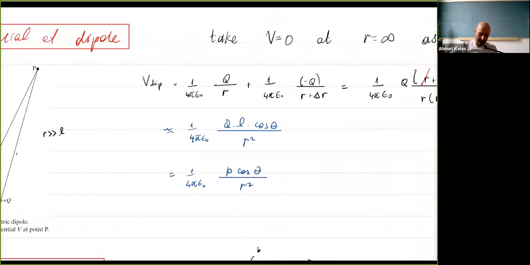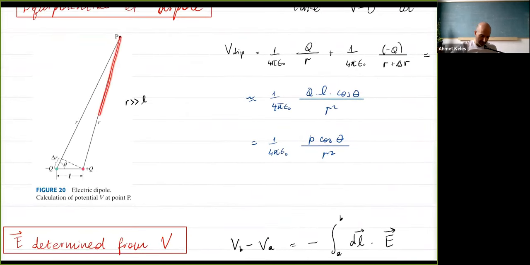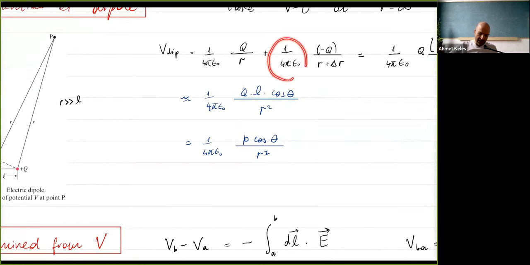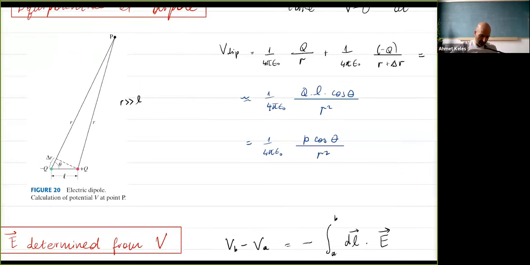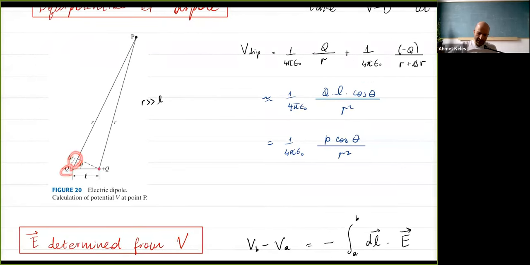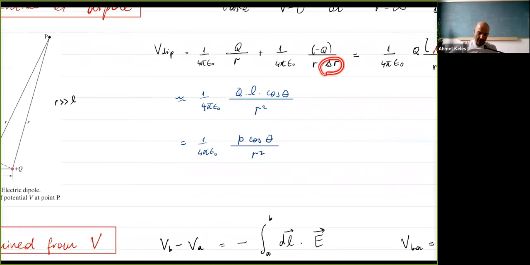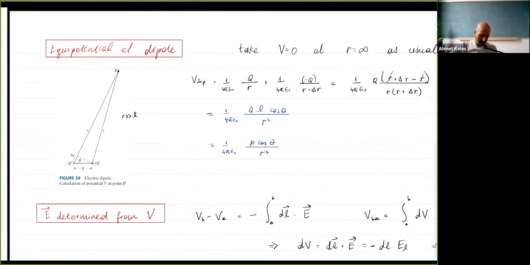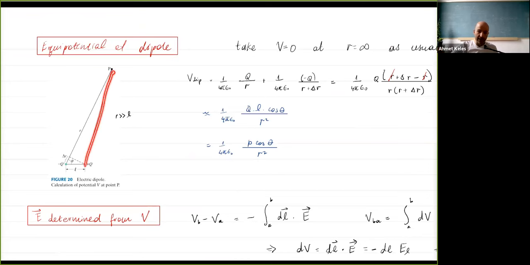First, the positive charge: it's the usual stuff, 1 over 4 pi epsilon naught, Q over R. This is the distance. And the other one is again the same thing, but the charge goes to minus Q, and there's a little bit of distance difference. So the positive charge is R away from point P, and the negative charge is R plus delta R away from this point.